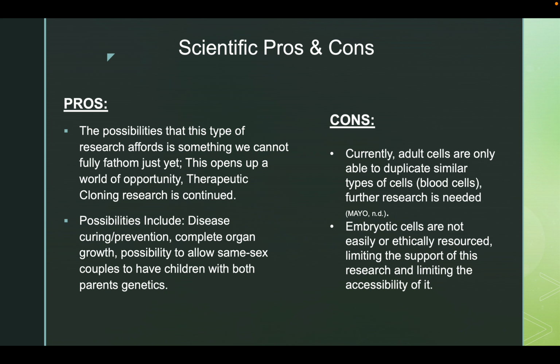And honestly, to me, those are the most important takeaways there. The cons really are, currently adult cells are only able to duplicate similar types of cells. We talked a little bit about that earlier, that adult cells are able to make similar types of cells, like it says here, blood cells. So further research is needed to make adult cells as malleable as embryonic cells, in the sense that we're able to create a lot more possibilities with those adult cells and change the way that they function.